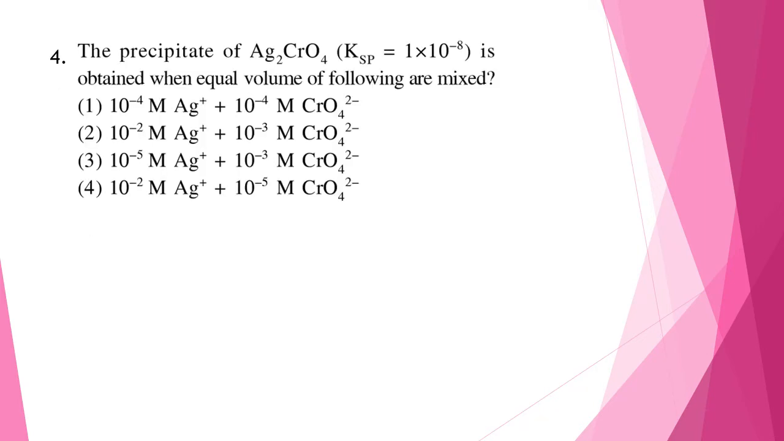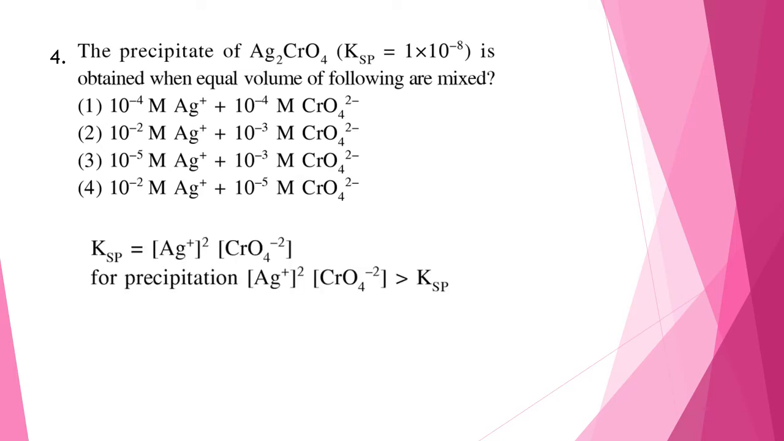Question 4. The precipitate of Ag2CrO4 of Ksp is equal to 1 into 10 to the power minus 8 is obtained when equal volume of following are mixed. Now we know for precipitation the Ksp should be less than Ag plus whole square into CrO4 2 negative. So we have to find the options in which this will be greater than 10 to the power minus 8. So it is only correct in option number 2. So the correct answer is option 2.